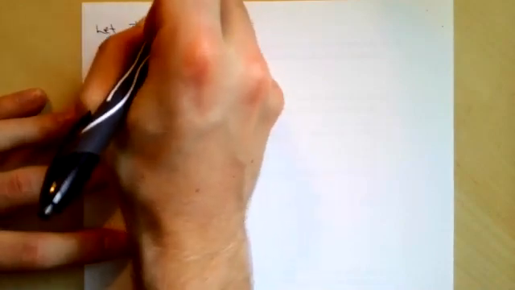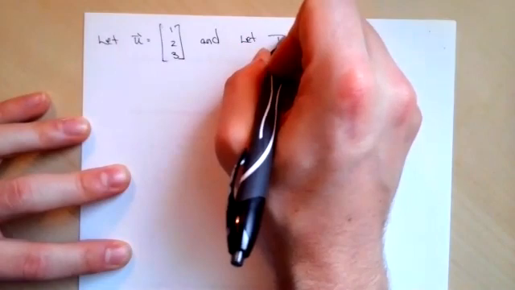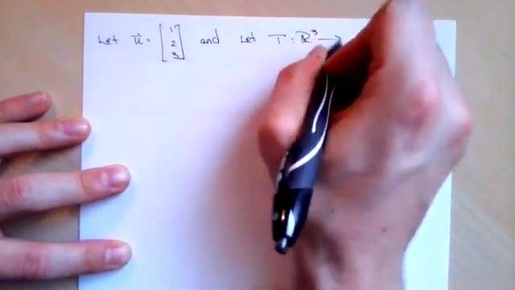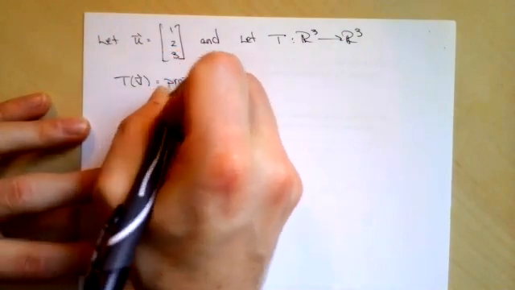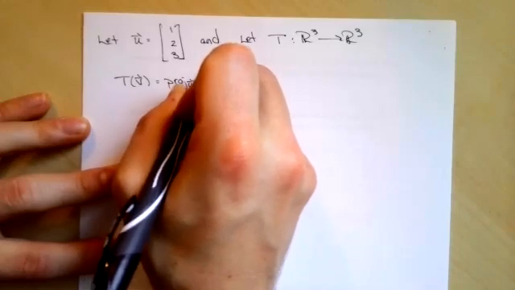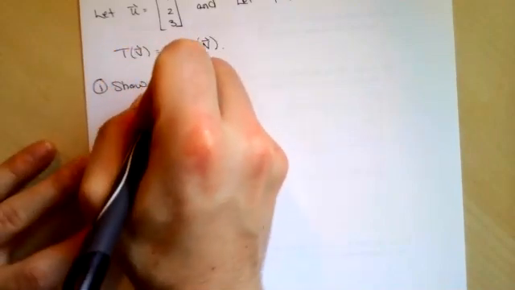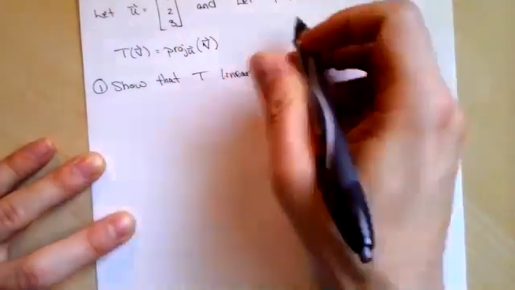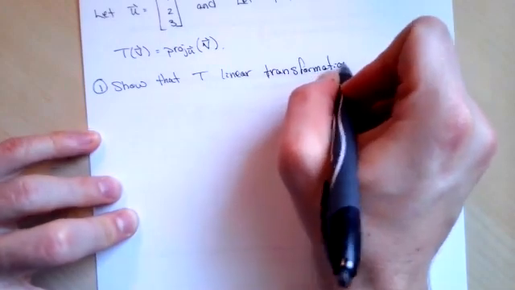Here's a good example. Let U be the vector (1, 2, 3), and let T be a map from R3 to R3, where T of V is going to be the projection onto U. So first, we need to show that T is a linear transformation. And then second, determine the matrix.